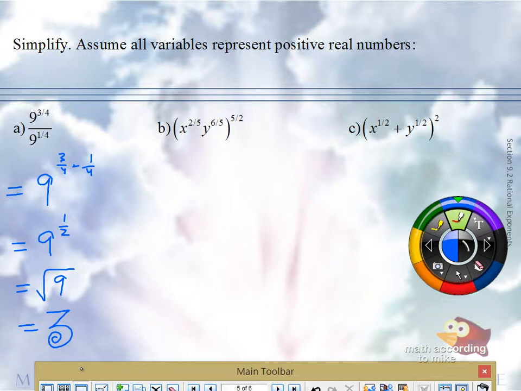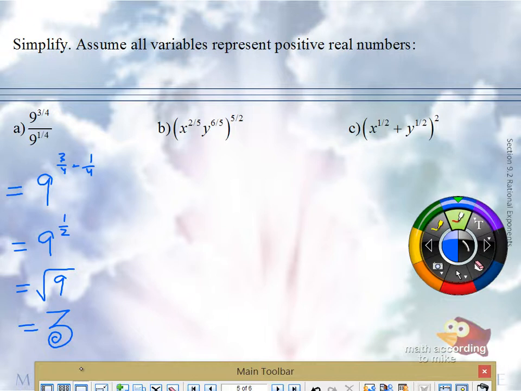Questions? Sometimes students try to cancel the 9s from the get-go. Can you cancel the 9s from the get-go? No, because Aunt Sally will come to you and find you while you sleep. Exponents before division. Don't cancel the 9s.